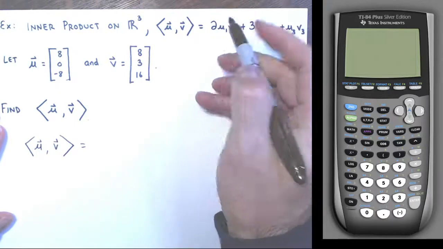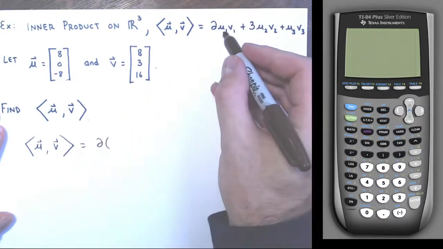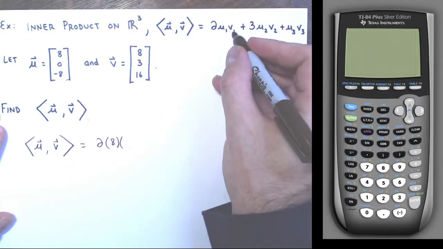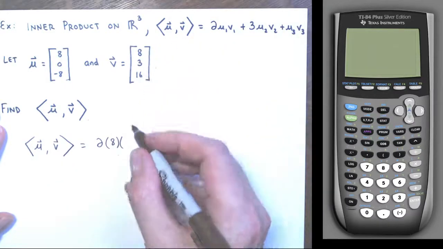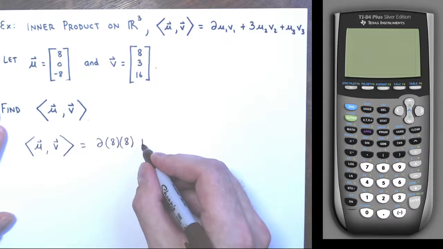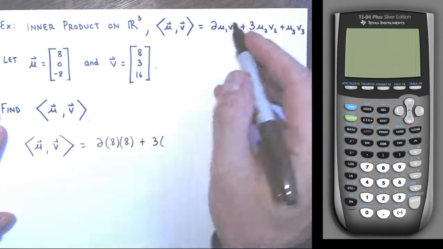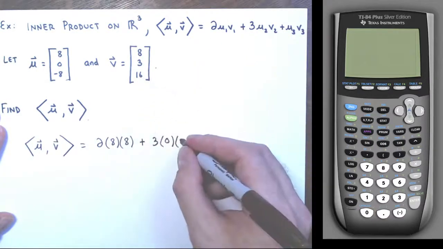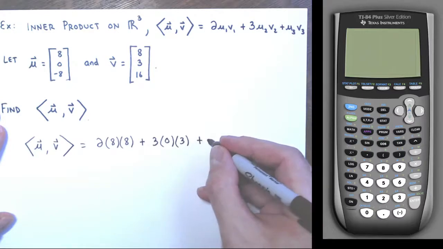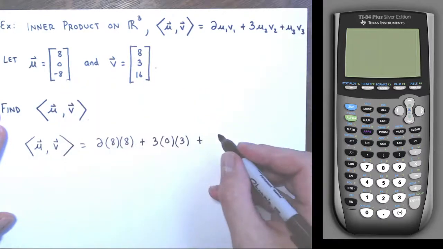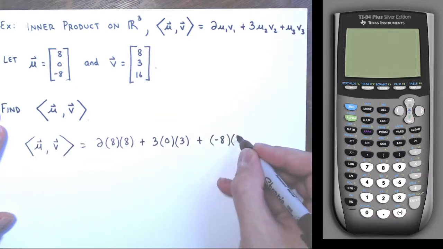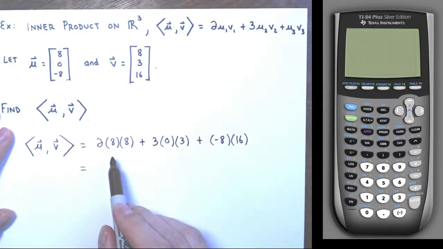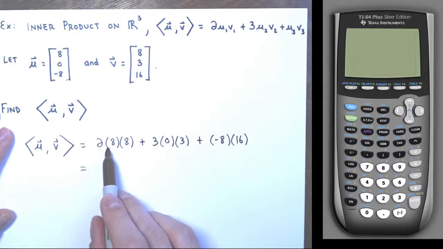So it's 2 times u1. Now again, u1 would be the first component of vector u, so 2 times 8, times v1, the first component of vector v, that's 8 again. Plus 3 times u2, the second component of u is 0, times v2, the second component of v is 3. And then plus u3 times v3, so negative 8 times 16.